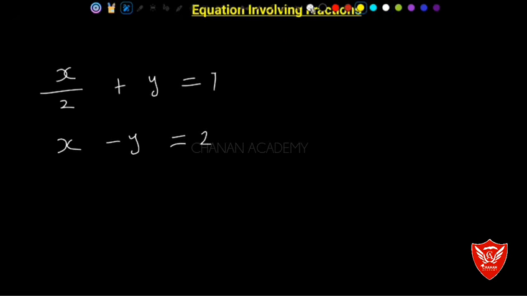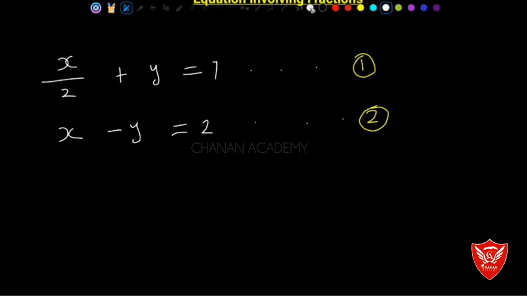Let's take an example. If we have 2 equations, x over 2 plus y equals 7, and then we have x minus y equal 2. Now let's name this equation 1 and this equation 2. In this case, you can see that equation 1 has a fraction. So what we need to do is to first eliminate the fraction from equation 1, and for us to do that, we can multiply by the LCM of everything, which means the LCM of the denominators 2, 1, 1 is 2, so we multiply by 2.